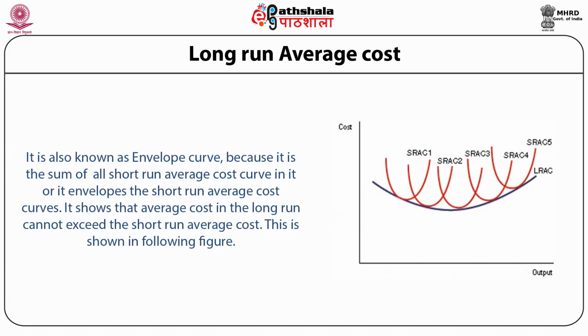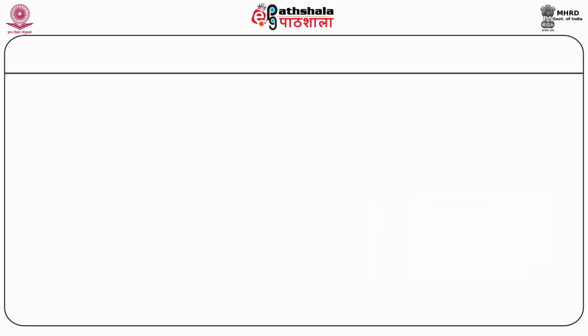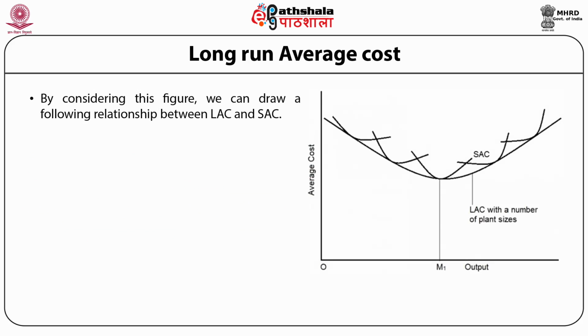It is also known as the envelope curve because it is the sum of all short run average cost curves in it, or it envelops the short run average cost curves. It shows that average cost in the long run cannot exceed the short run average cost. This is also shown in the following figure. By considering this figure, we can draw a relationship between LAC and SAC.